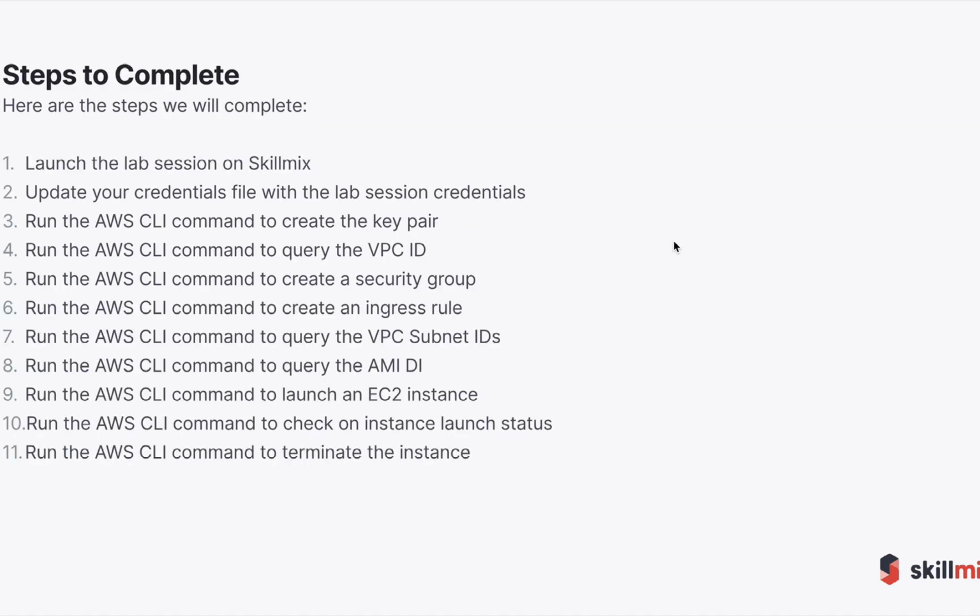Here are the steps we will follow to complete this lab. First, we will kick things off by starting the lab session on Skillmix. This will get you the credentials you need to actually start the lab and run it. Then we're going to run through a series of commands that will help us prepare for finally launching the EC2 instance and checking on the instance status.